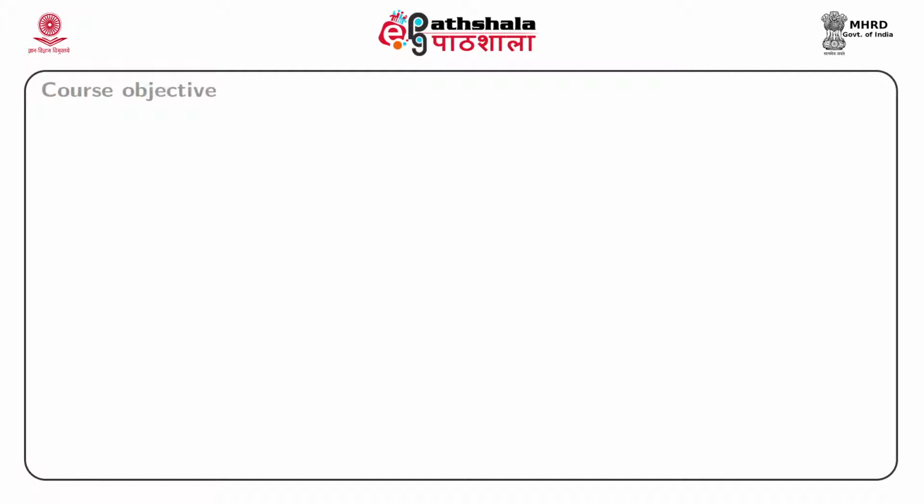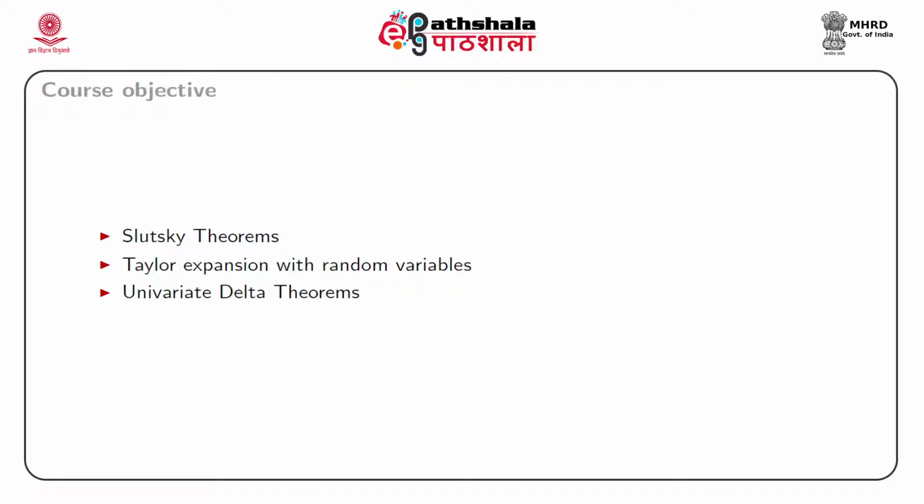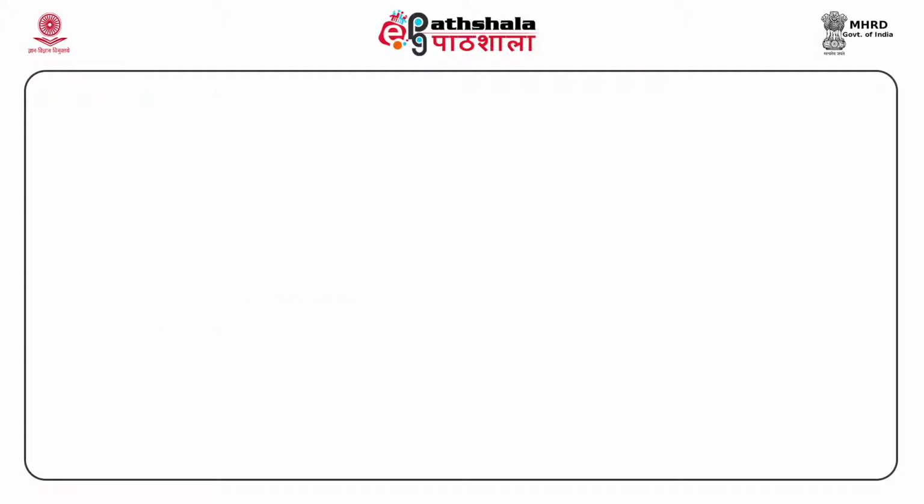So, as we have discussed, we shall start with Slutsky theorems. Actually, in our last module we have seen probability convergence and distribution convergence, and Slutsky theorem is a combination of these two modes of convergence. Then we pass on to our next topic, which is about Taylor expansion, where the arguments are the random variables, and then discuss univariate delta theorems. Of course, all these will be supported by adequate examples. So, let us start with Slutsky theorems.